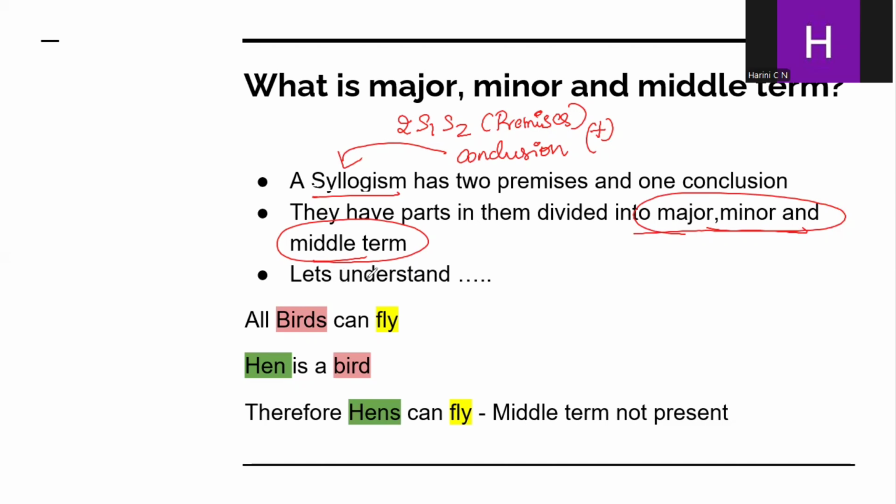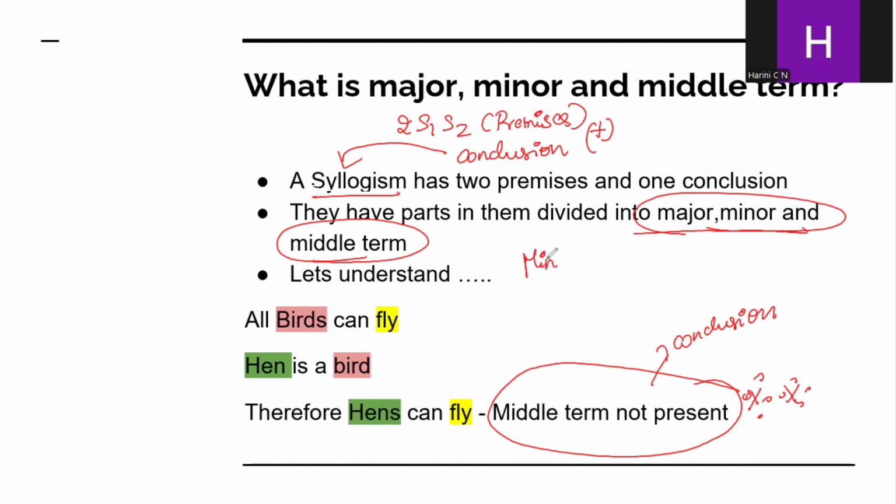So, what is this major, minor, and middle? All birds can fly. Hen is a bird, therefore, hens can fly. One important thing for you to easily note is that the middle term will not be present in the conclusion. Only the major and the minor term will be present in the conclusion. So here, the minor term will be in the subject of the conclusion, and the major term will be in the predicate of the conclusion.